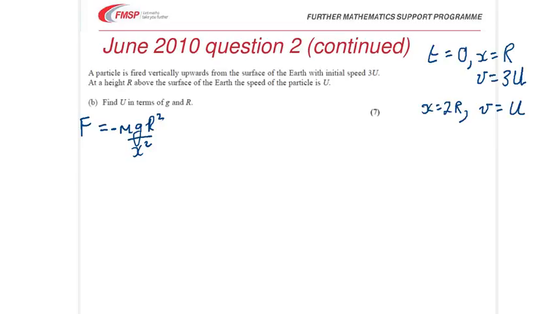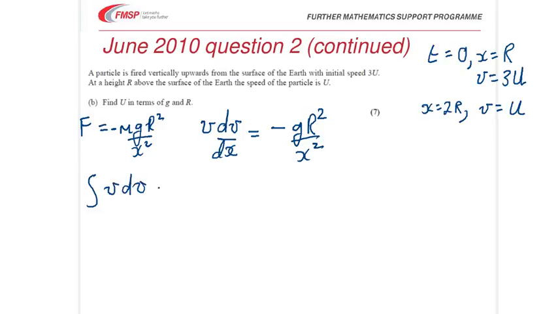So we've got the acceleration, which in all problems like this where the acceleration is in terms of x, we don't write as dv by dt, but as v dv by dx. And the acceleration is given by minus gr squared over x squared. I've just divided the force by m. So that's the expression for the acceleration, and it's in a form we can integrate now. So we've got the integral of v dv is minus the integral of gr squared over x squared dx.